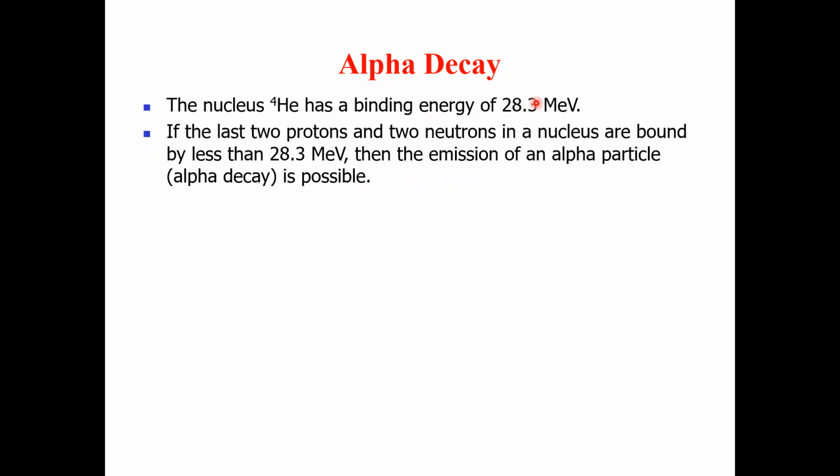That is, this much energy is required to hold two neutrons and two protons in the form of an alpha particle inside a particular nucleus. If the energy is less than this amount, the alpha particle may not stay inside the nucleus and it will be emitted from the nucleus. That is, the emission of the alpha particle from the nucleus is possible.